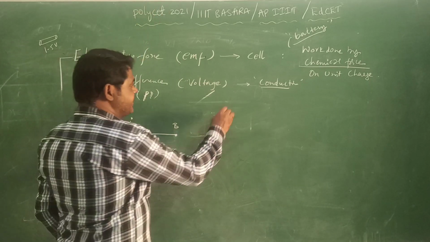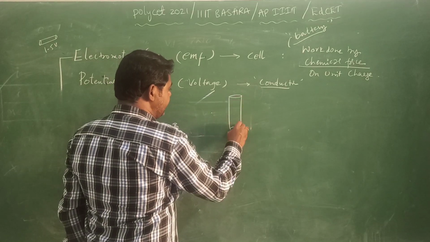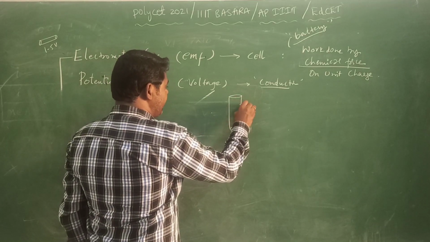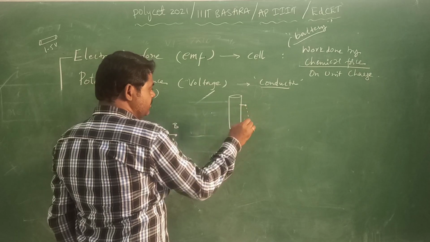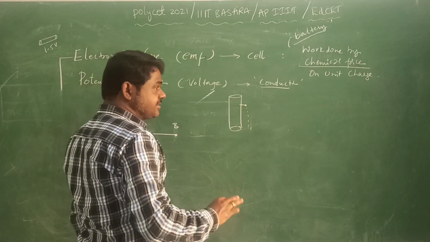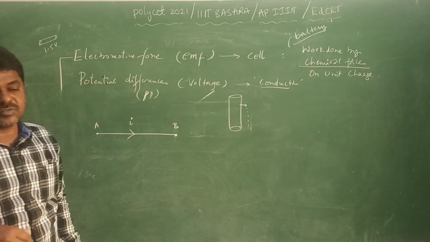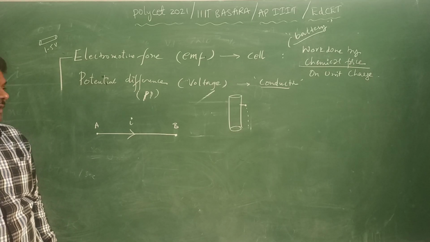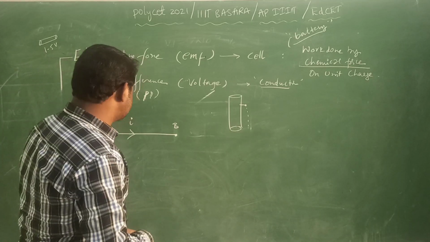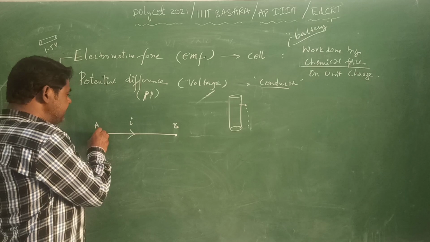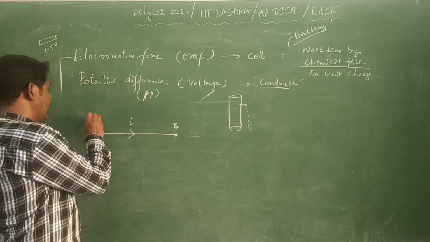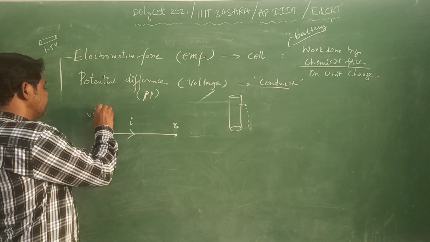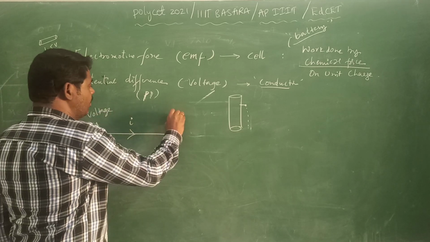Suppose you have a tank with a tap over here. If you turn on the tap, water will come down, because of the pressure difference, the fluid flows from high pressure region to low pressure region. So the current flows from high voltage to low voltage. So this is high voltage, this is low voltage.